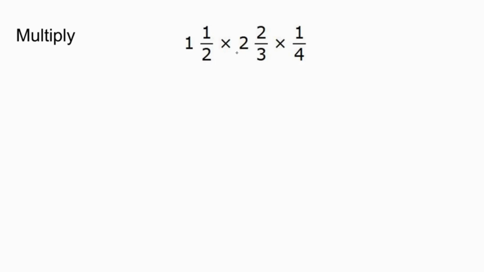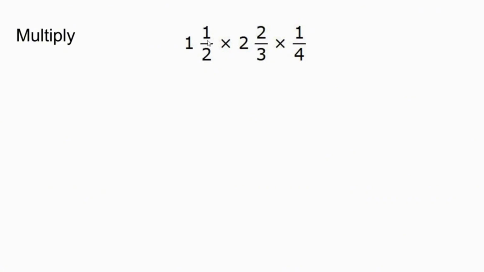Multiply 1½ times 2 2/3 times 1/4. All right, I'm multiplying a mixed number times a regular fraction. What I want to do is turn these mixed numbers into improper fractions before I multiply anything. How do I do that?